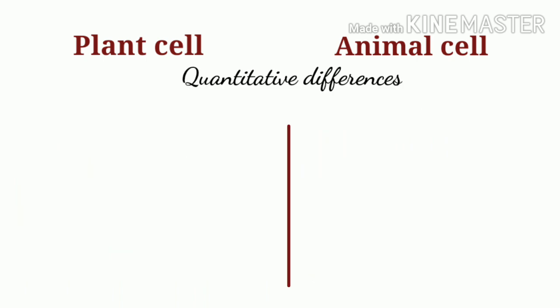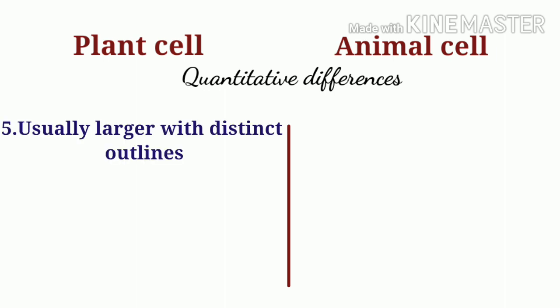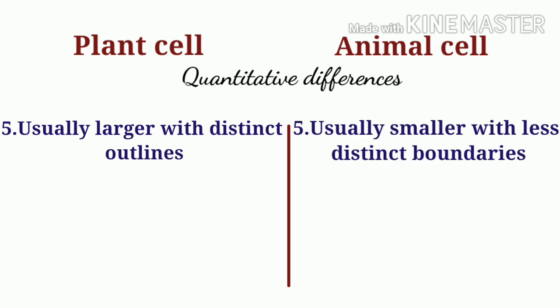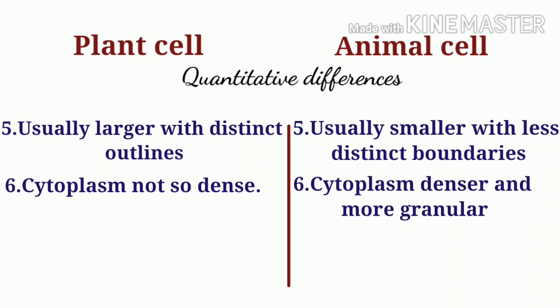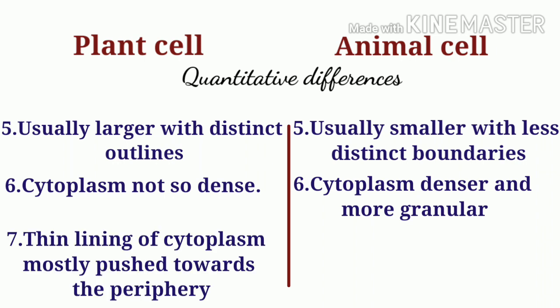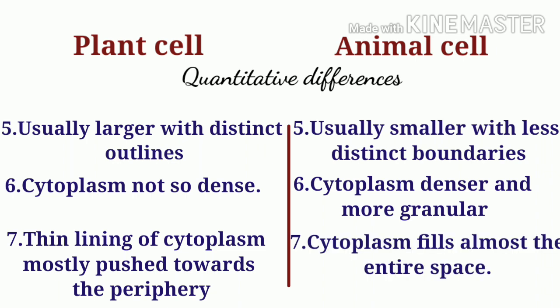Now let's study the quantitative differences. The plant cells are usually larger with distinct outlines, whereas the animal cells are usually smaller with less distinct boundaries. In plant cell, the cytoplasm is not so dense, but in animal cells, the cytoplasm is denser and more granular. In plant cell, only a thin lining of cytoplasm, which is mostly pushed towards the periphery, is found because of the presence of larger vacuoles. But in animal cell, the cytoplasm fills almost the entire cell.